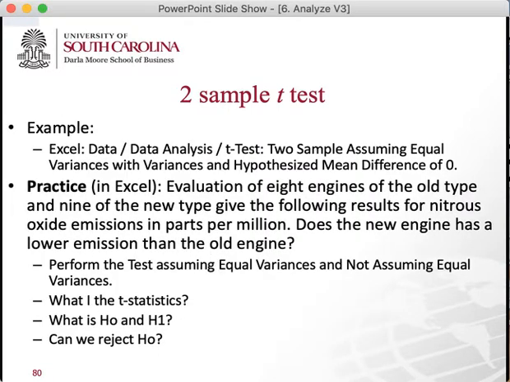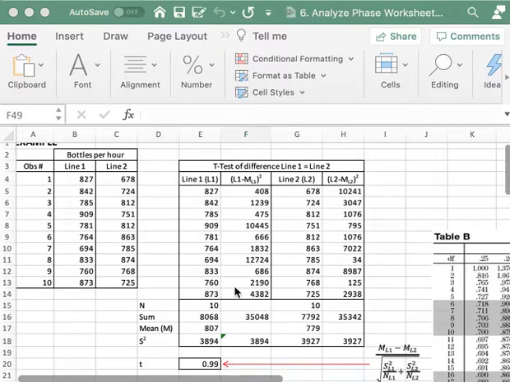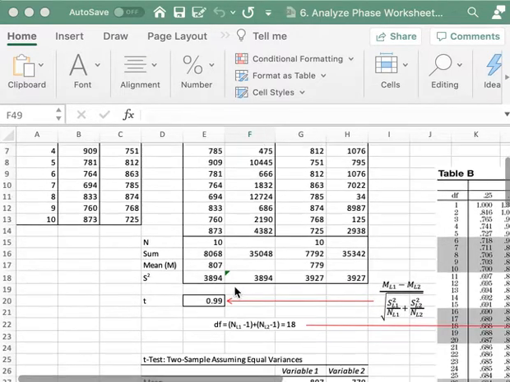Okay, so let's take a look in our Excel file. So here we have the two sample t-test. It's the t-test of mean difference in the table. Let's say we have two lines of Coca-Cola bottling. We have line 1 and line 2. We want to know if they are different than each other, right? So the null hypothesis will be equal, right? Mu line 1 equals mu line 2, and the alternative will be that they're different than each other, right?